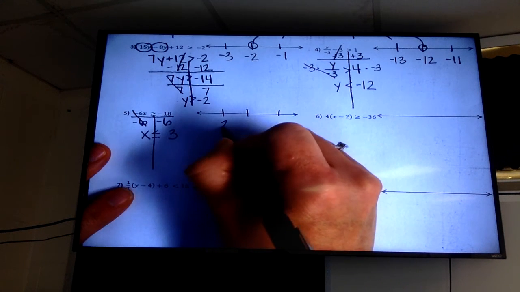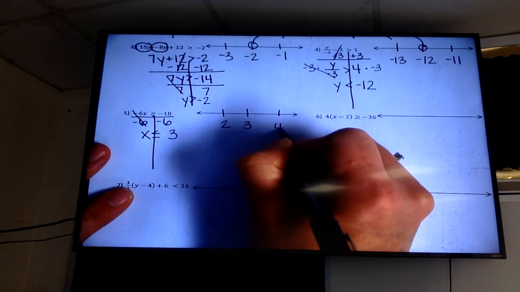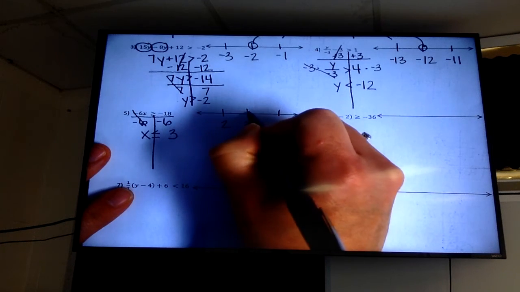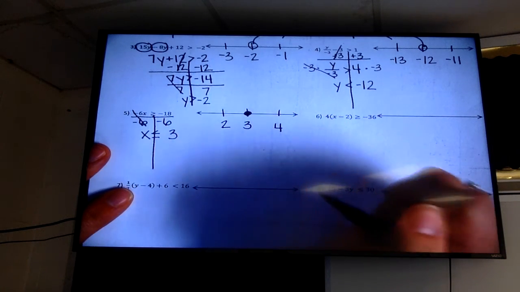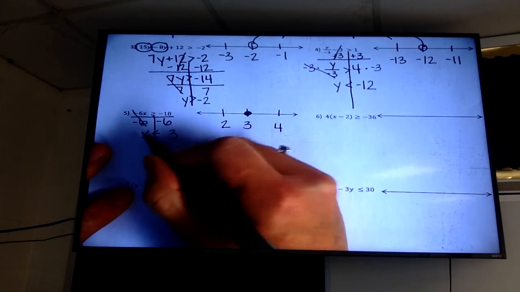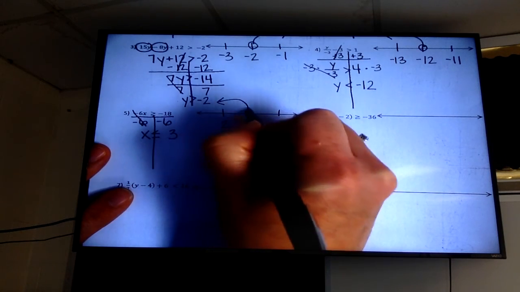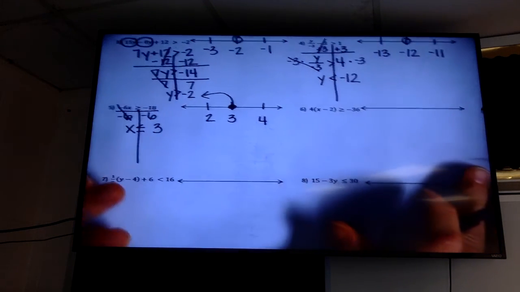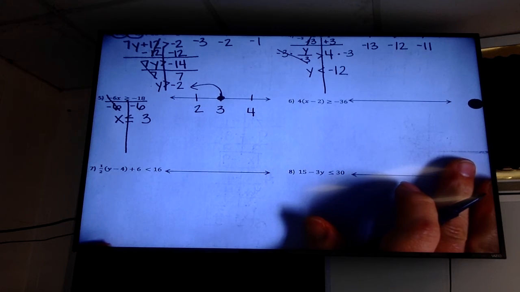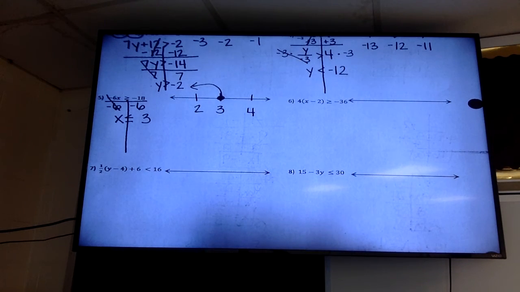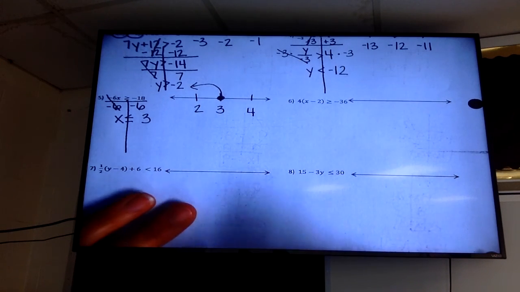So when I make my number line, I'm going to say 2, 3, 4. Closed dot because it says or equal to 3. My arrow is pointing to the left, so that's the way I'm going to shade. 3 more, guys. You're doing awesome. And if you can do these fairly well, you should feel really confident about your quiz tomorrow.